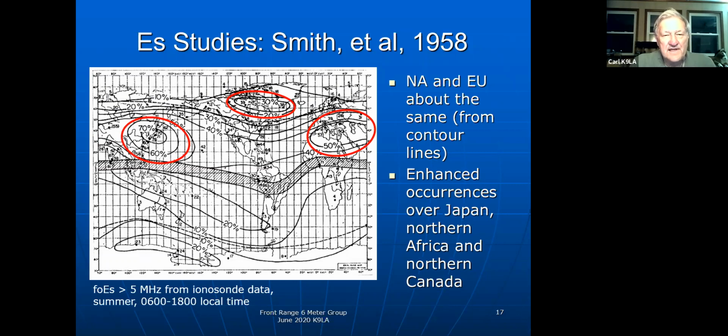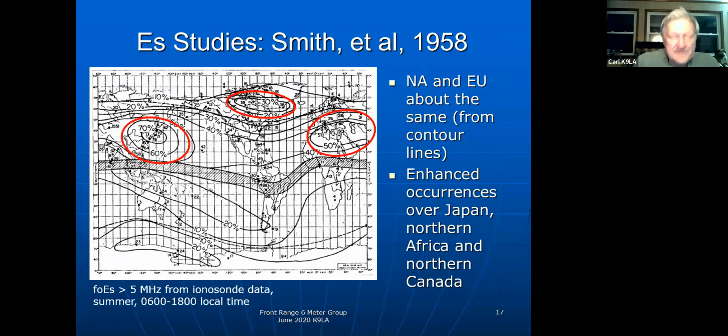And you can see they interpolated contour lines. And you can see there's some peaks in Japan, up in northern Canada, and also over northern Africa, southern Europe. Now remember, that was data from 1958, and I'm sure there was a lot of interpolation going on because there are no ionosondes over water, which is 3/4 of Earth. So there's some, I guess we could say, guessing going on there.